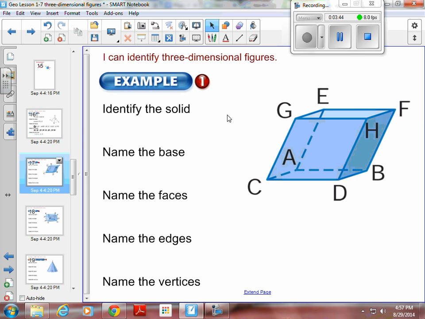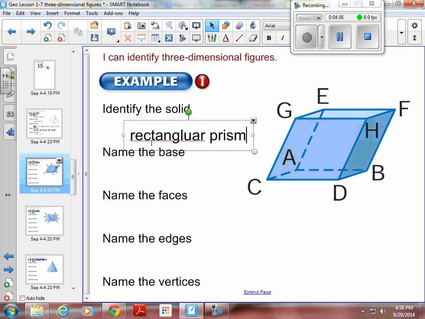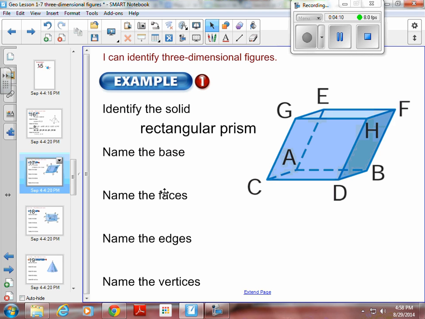So naming the solid, identify it. Well, the 2 parallel sides. These 2 sides are parallel and they're rectangles. These 2 sides are parallel and they're rectangles. And this front side and that back side are parallel, and those are rectangles. So this is a rectangular prism. I must have spelled rectangular wrong. Okay, rectangular prism.